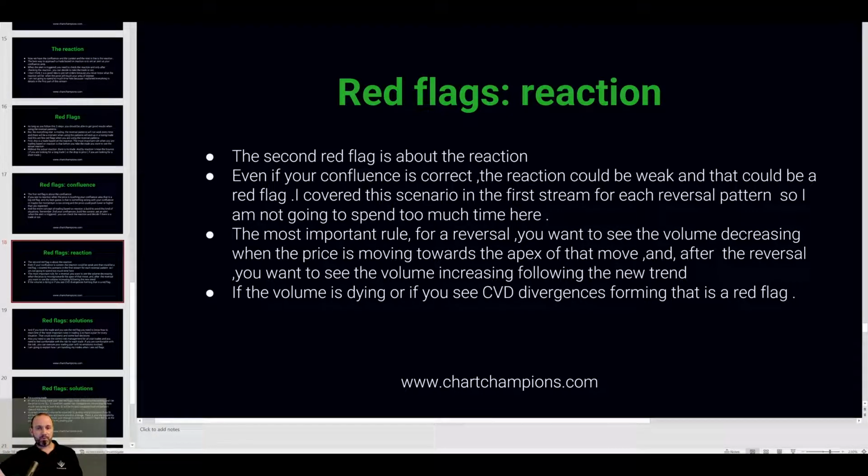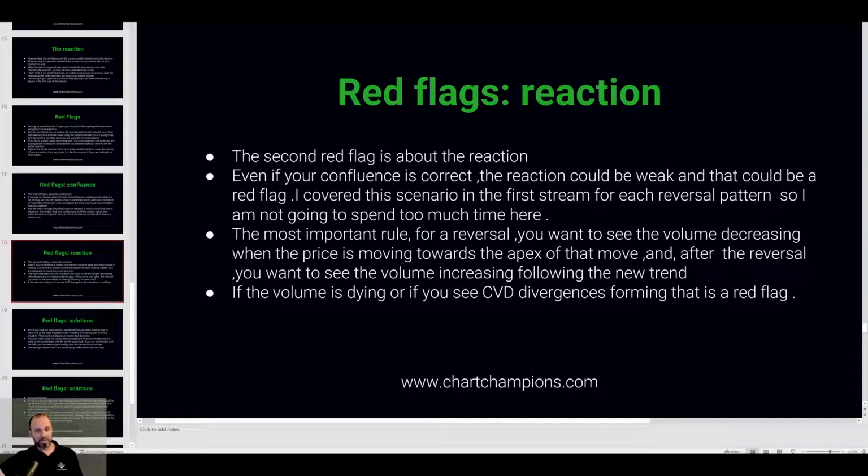The most important rule for a reversal, you want to see the volume decreasing when the price is moving towards the apex of the move, and after the reversal you want to see the volume increasing following the new trend. Just explained that earlier. And that would be the first red flag when we talk about reaction. And the second one, and this is really important, and you will see why I am saying that, because it actually happened this morning or yesterday, and we'll check some examples.